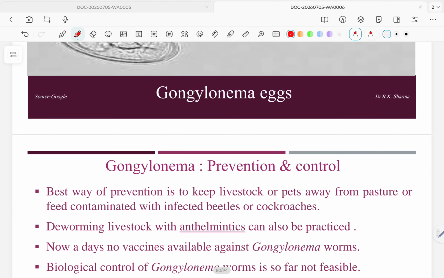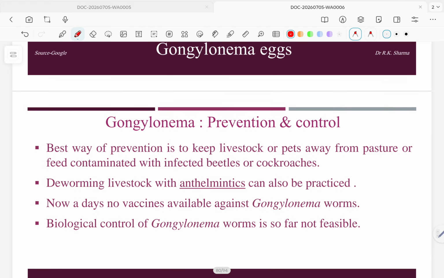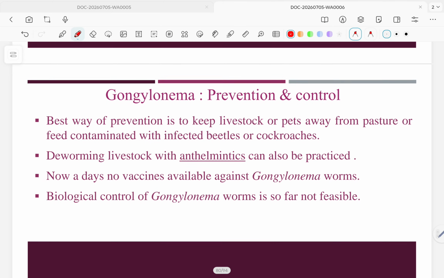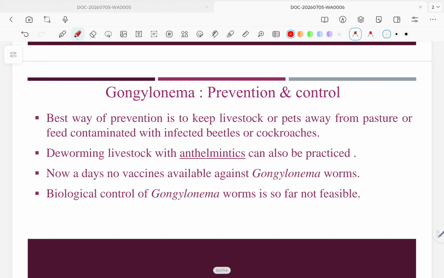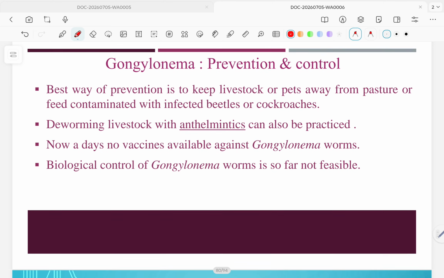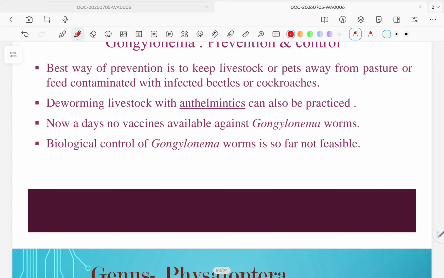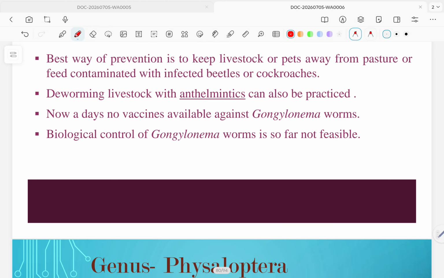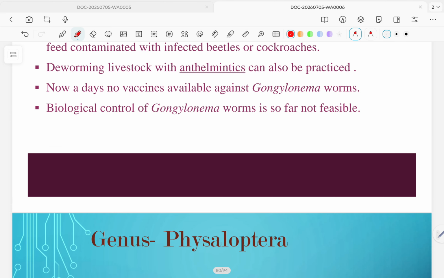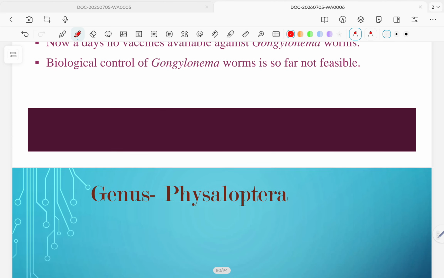Gongylonema prevention and control. The best way of prevention is to keep livestock or pets away from pasture or feed contaminated with infected beetles or cockroaches. Deworming livestock with anthelmintics can also be practiced. Nowadays, no vaccine is available against Gongylonema worms. Biological control of Gongylonema worms is so far not feasible.